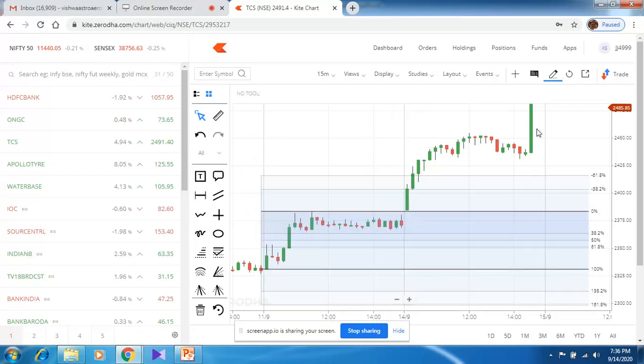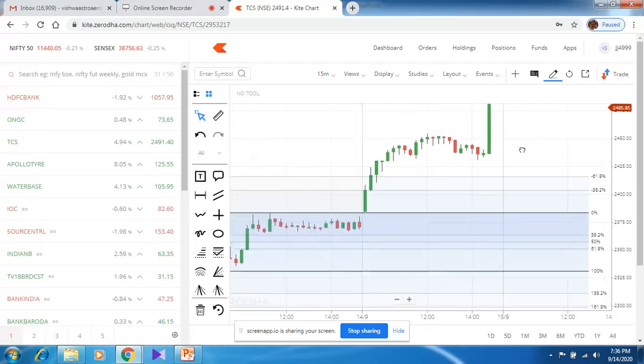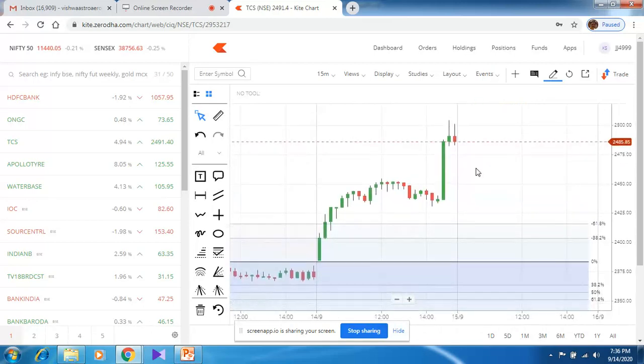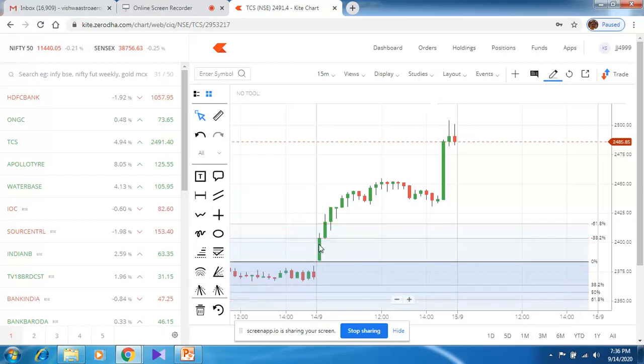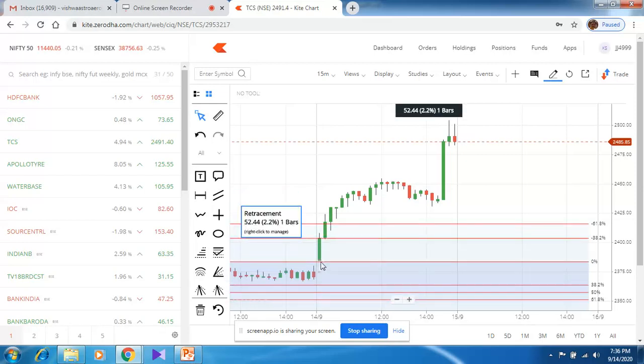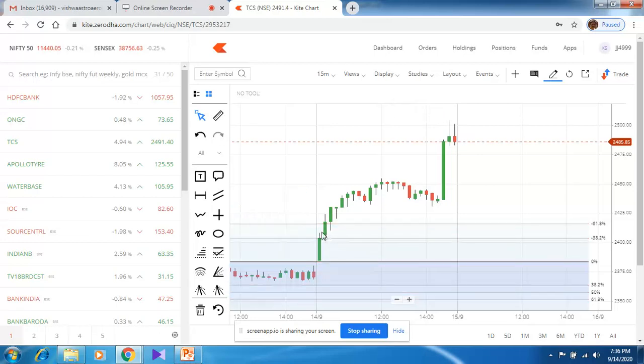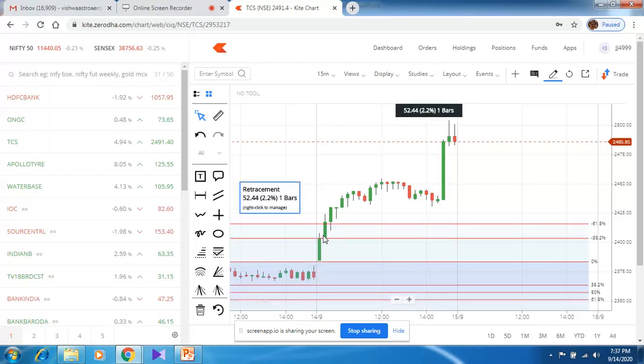Okay, this is today's chart of TCS. As you can see, this is the 14th night. There was a gap up opening, and people immediately started buying for the first 15 minutes. Now, since it is a gap up opening, Fibonacci does not work over here. We need to put up another chart.